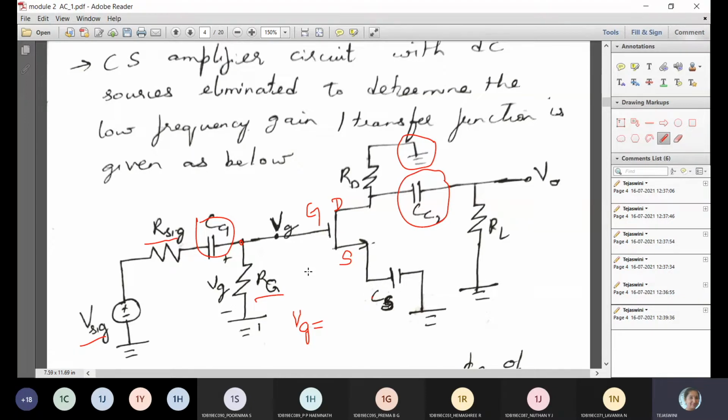I need to find out Vg now. So how to find Vg? By what rule can you get Vg? By applying the voltage divider rule. Just apply the voltage divider rule here. So what are you going to get now?